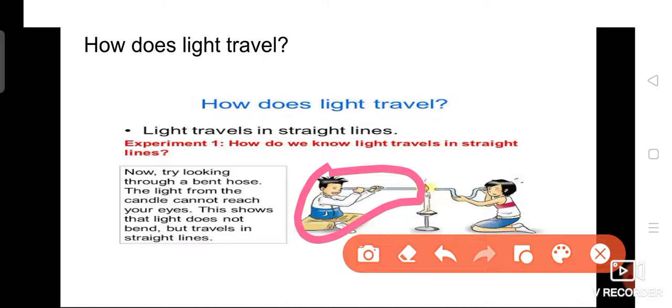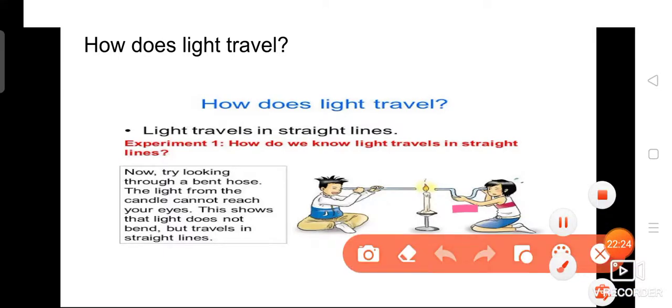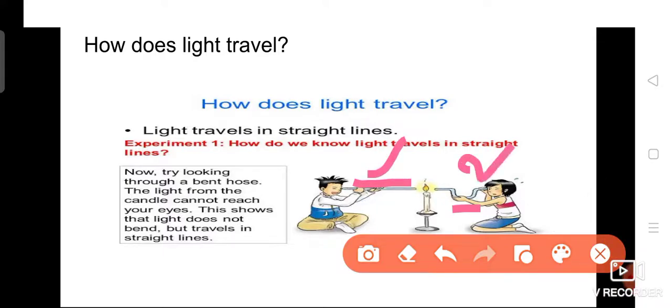Now you have to try the same thing slightly differently. Instead of the straight tube, you try to see the same thing through a bent tube. This is the bent tube. Can you see the difference between these two tubes? The first one is a straight tube. Second, you are going to take a bent tube. If the tube is flexible enough, you can do it easily and try to see through it.